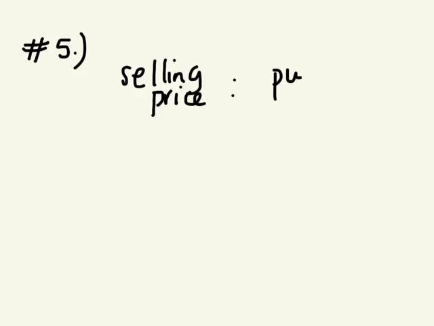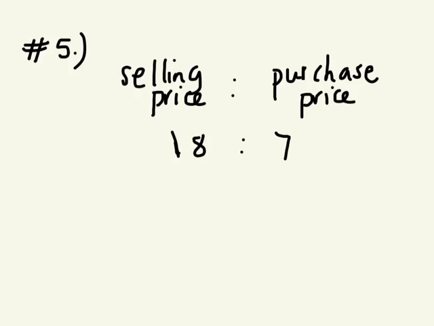So we're comparing a ratio of what? What is the ratio comparing? We're comparing a selling price to the purchase price. So what they sell the item for and what they purchased it for. Okay, what's the selling price? What's the ratio of the selling price? 18 to 7.